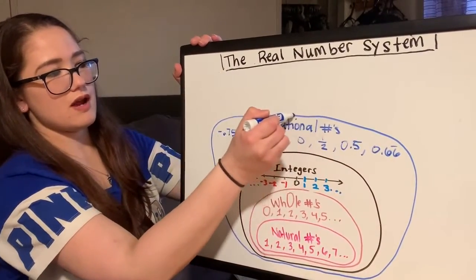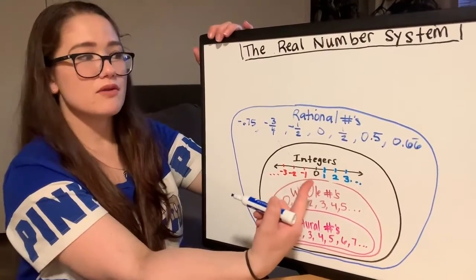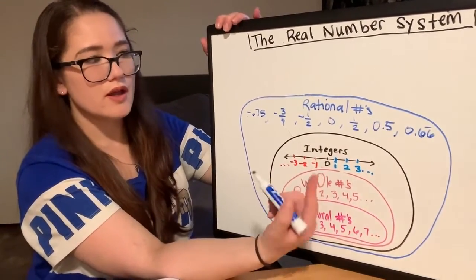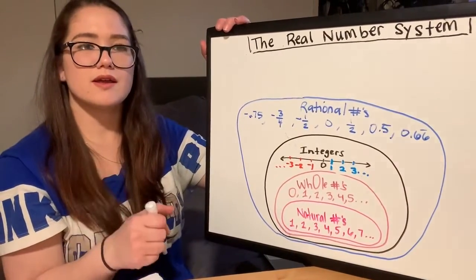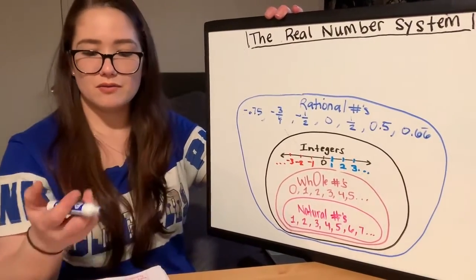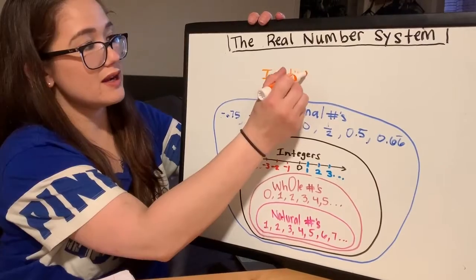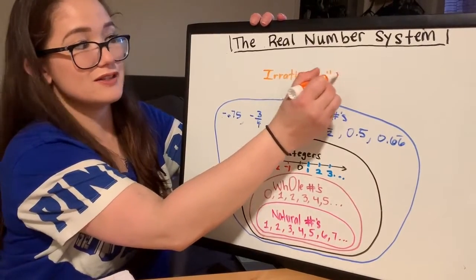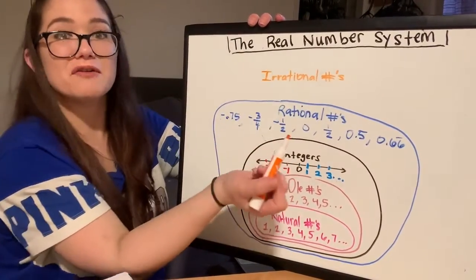Okay, so terminating decimals, repeating decimals, whole numbers, anything that can be written as a fraction is a rational number. I'm also going to include one more number in the rational number category, and the reason why I saved this one for last is because this number can be thought of as a rational number, and also as the next category, which is an irrational number. Any number that is not a rational number is an irrational number.